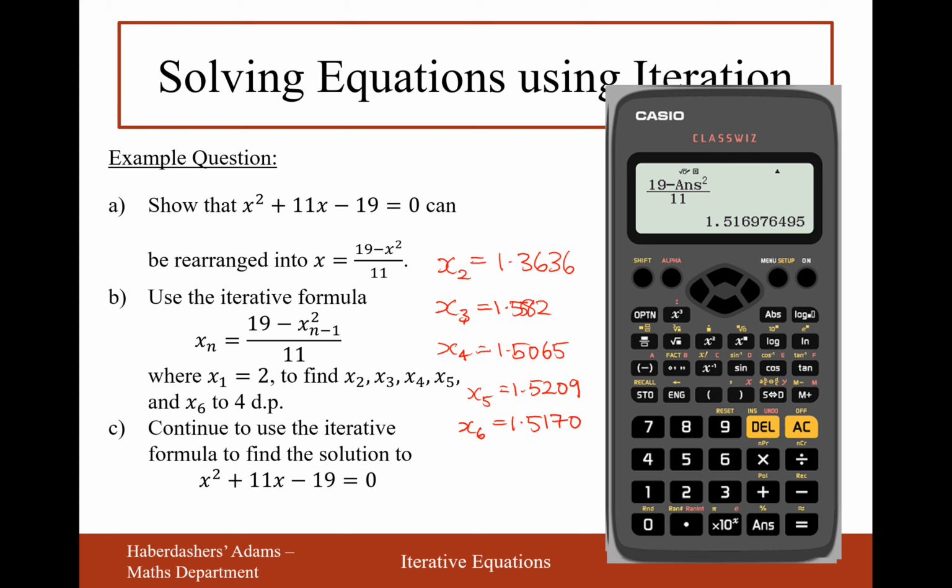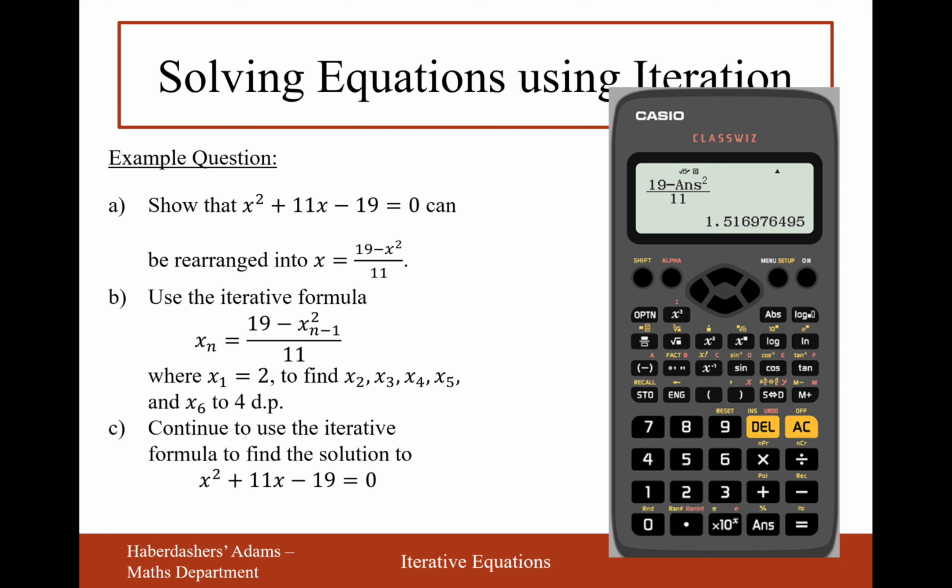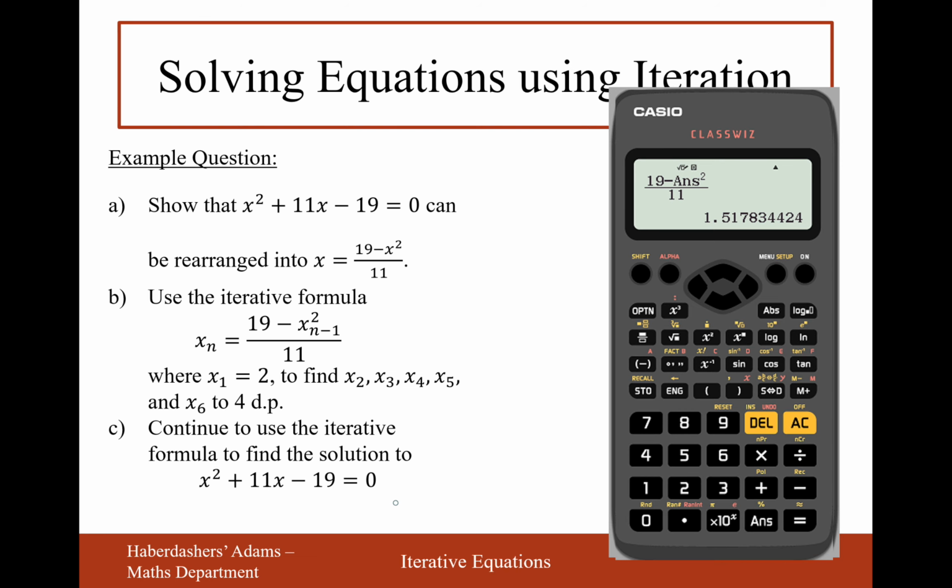Lovely, so those are the next 5 terms in the sequence here, and now we need to continue to use the iterative formula to find the solution to this equation here. So once again, just bash the equals button, keep on pressing it until you get a number that doesn't change, and that number ends up as the solution of 1.5178 to 4 decimal places. And there we are. If we plug 1.5178 into this equation, it should give us something that is nearly 0, because we've rounded it. It won't give us exactly 0, but very, very close to 0.